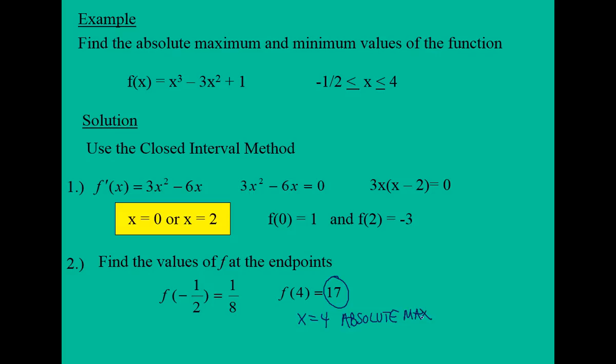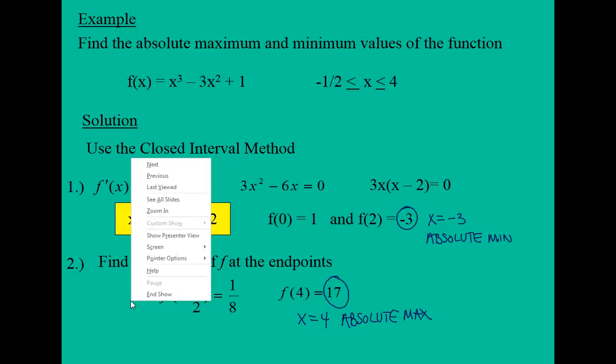And then we look for the smallest number, which is here at -3. So when x equals -3, we have our absolute minimum value. And that value is -3. This is the closed interval method.